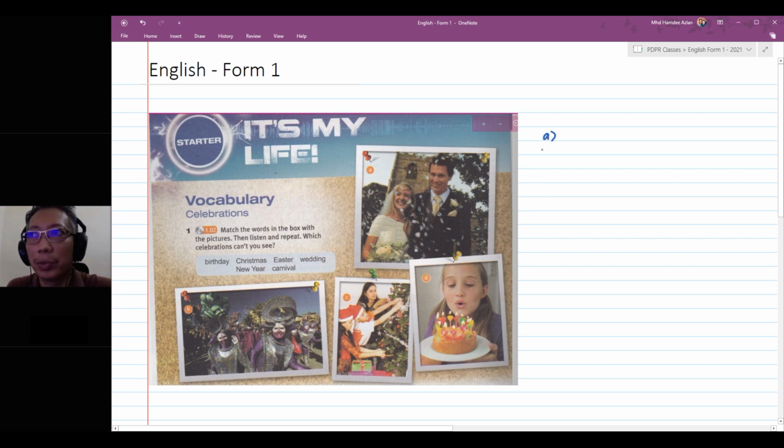What is the celebration for picture A? Anybody? Can you answer? For picture A, it is wedding. Okay, good. Wedding. For picture B, what is the answer, class? Yes, very good. Carnival.